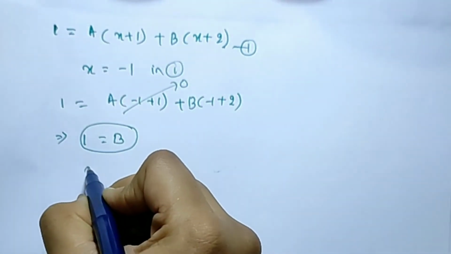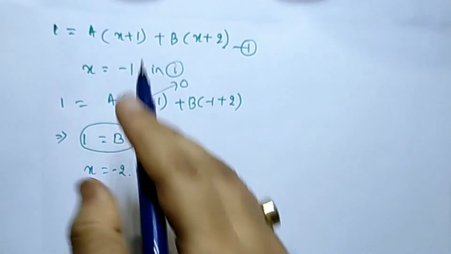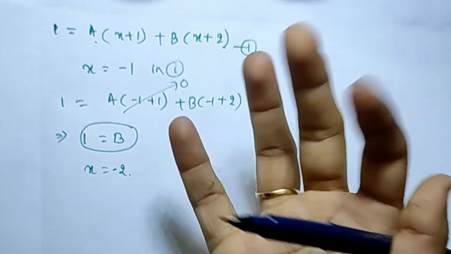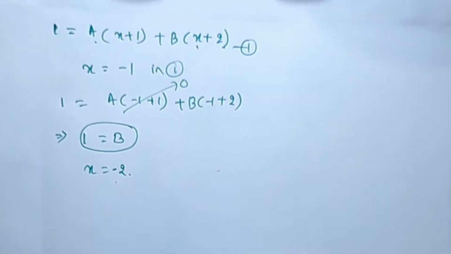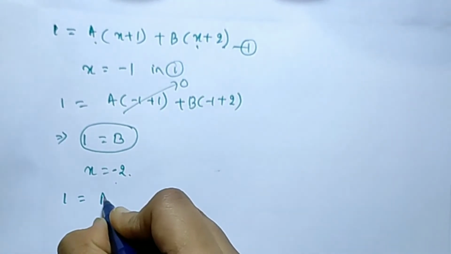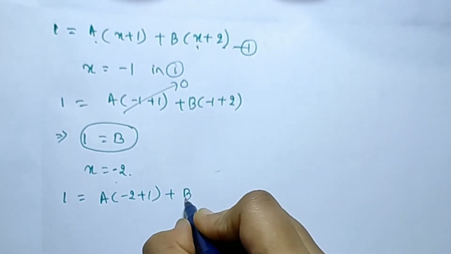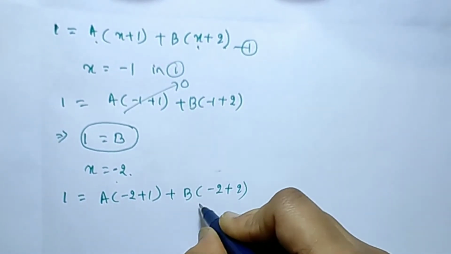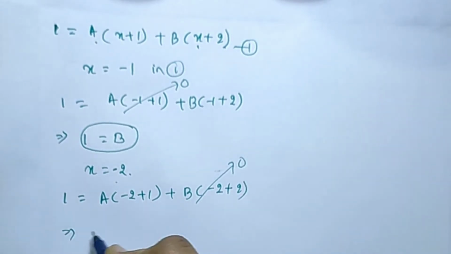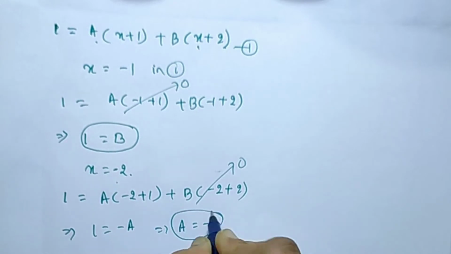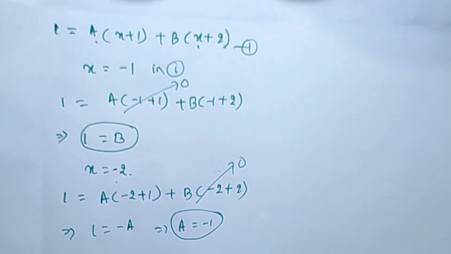Now put x = −2. We have to find a, so we have to make b as 0. How can we make that? We can put x = −2. So 1 = a(−2 + 1) + b(−2 + 2). This will be 0. So 1 = −a, which implies a = −1. Okay. Now what can we do?